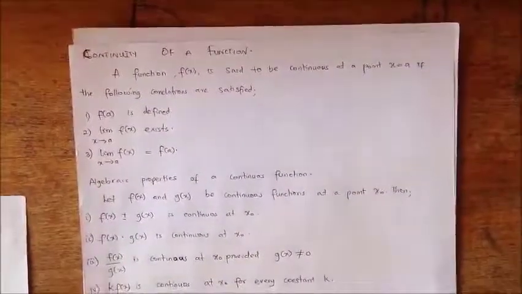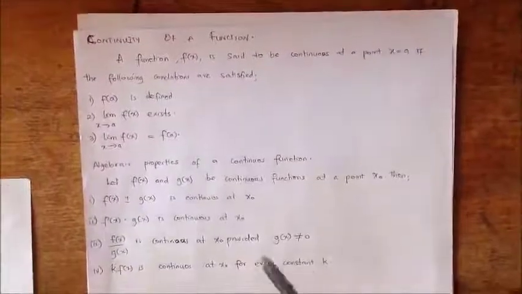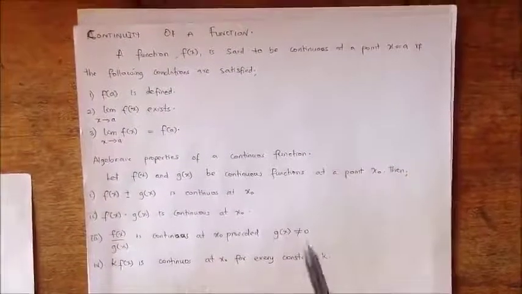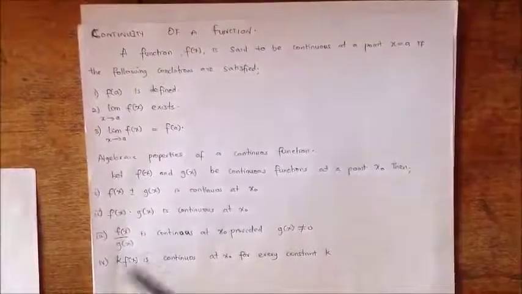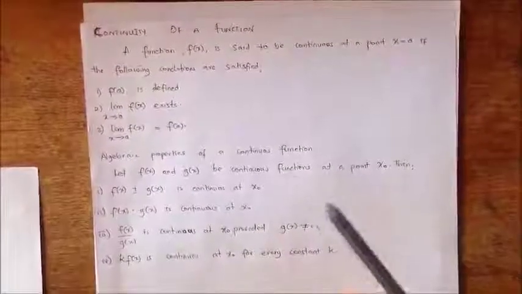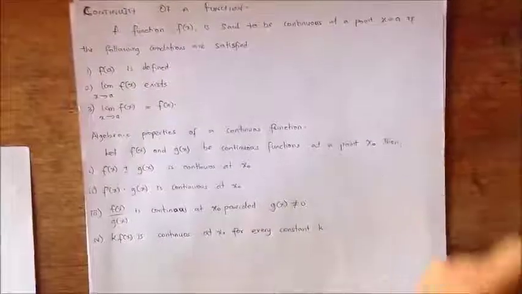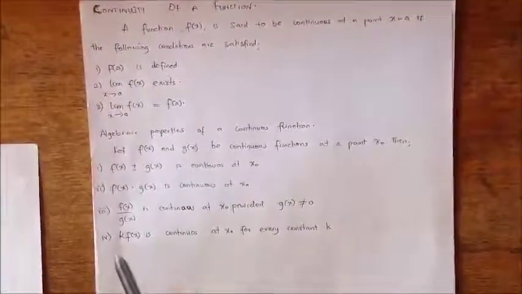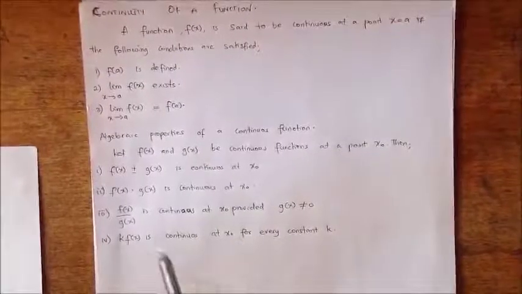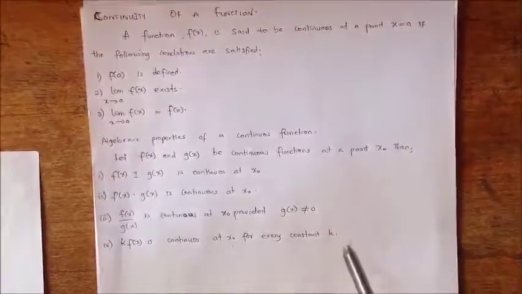Same for division, but the division has a condition, meaning g of x should not be equal to 0, because we try to avoid multiplication and division by 0 when we are talking about limits. We've said this before also. So for the last condition, it says k times f of x, meaning a constant multiplying f of x is also continuous at x naught for every constant k.